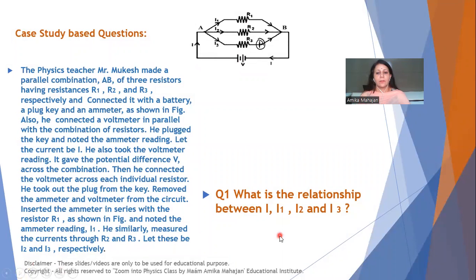So what is the first question? What is the relationship between I1, I2 and I3? In a parallel combination, the current coming out from the voltage source is divided among the different components of the combination connected in parallel. So if I is the total current drawn out from the battery, and I1, I2 and I3 are the currents passing through the different resistances of the parallel combination, then I will be I1 plus I2 plus I3. So what will be the answer? I is I1 plus I2 plus I3.